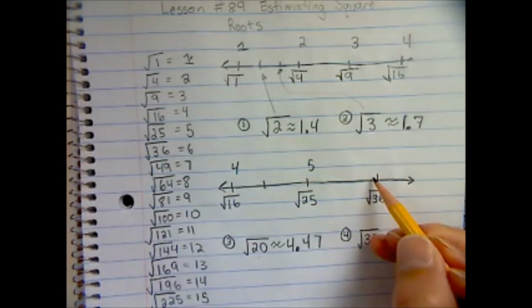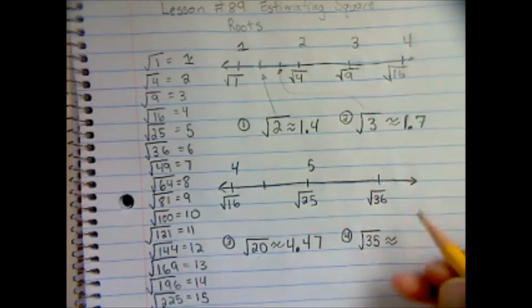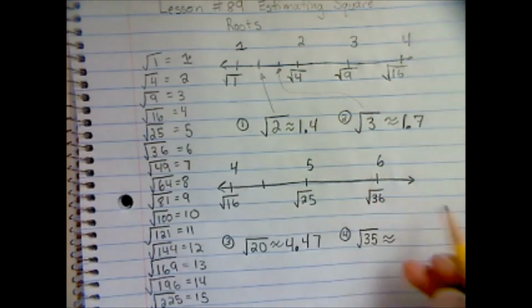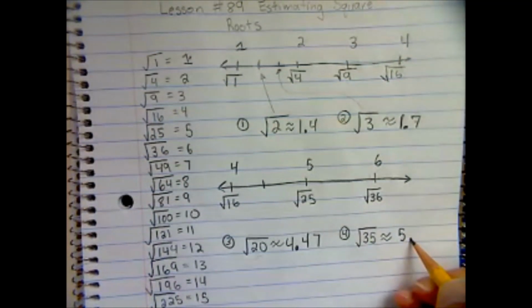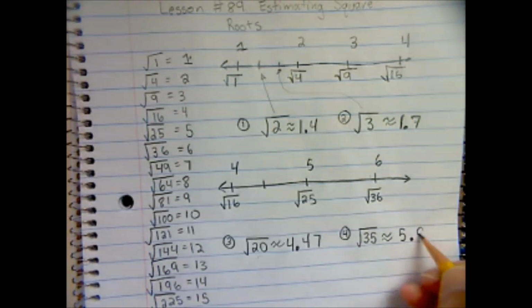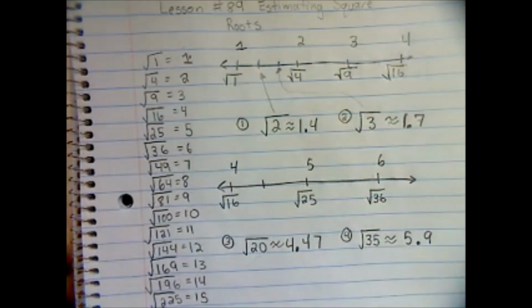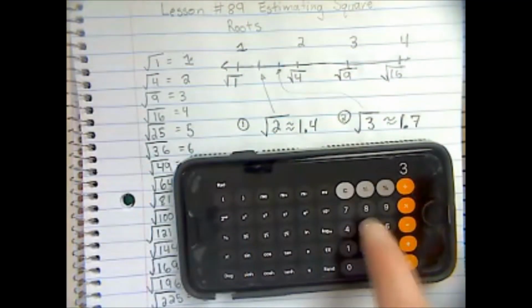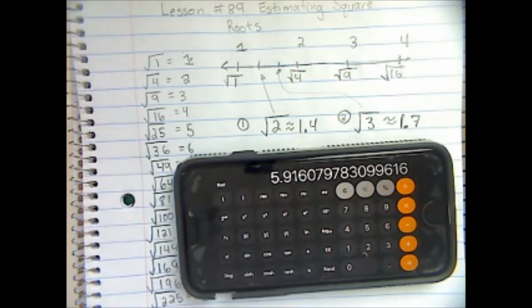Square root of 35. Notice that's really close to square root of 36. I know the square root of 36 is 6. It's not quite 6, so I'm going to put 5 point something. I'm going to try 5.9. Let's see how close I am there. 35 square root. 5.916079783, so on and so forth. So I was close.